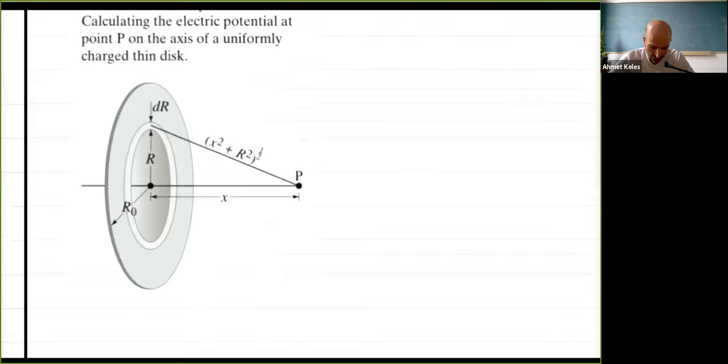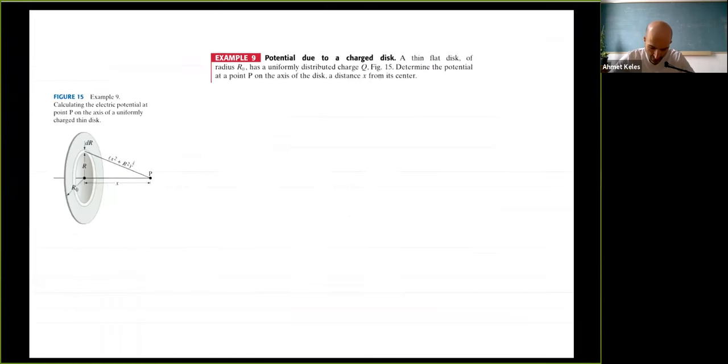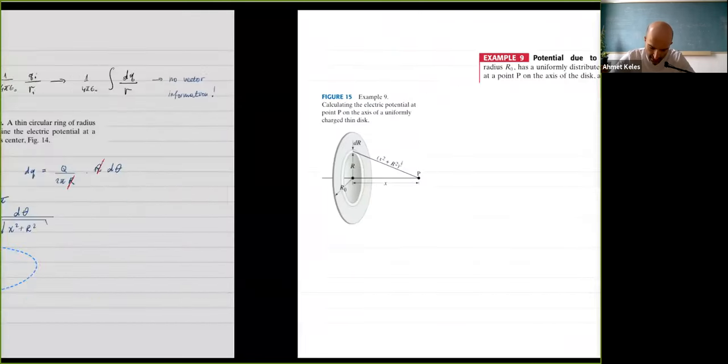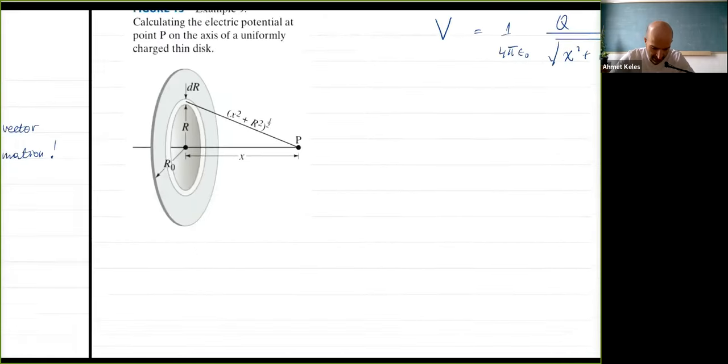Now I need to choose something I know. I know this ring here, and let me copy this result from here. For the ring, I have this. Copy, and let me paste. That's for a ring. Now I need to substitute what I have for Q here. So this Q, I need to know what it is on this ring. Let's do this exercise.